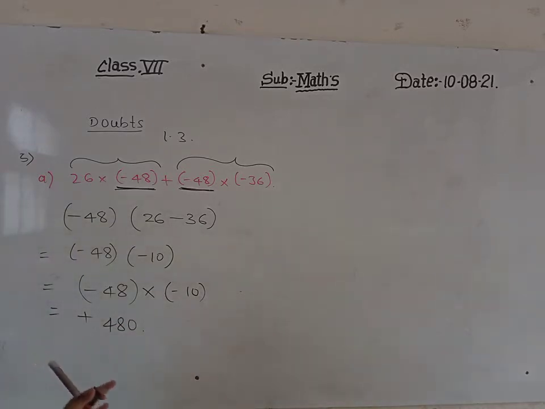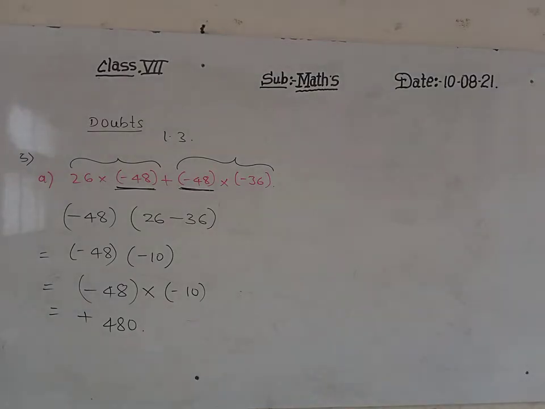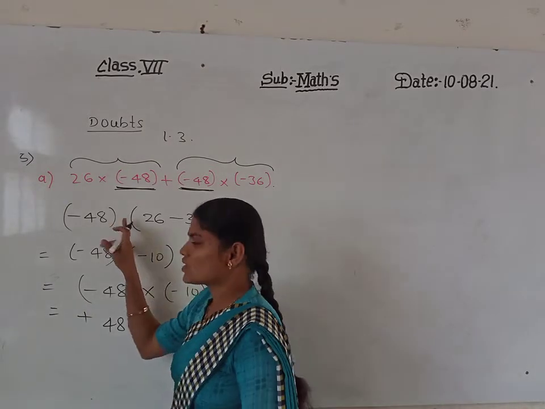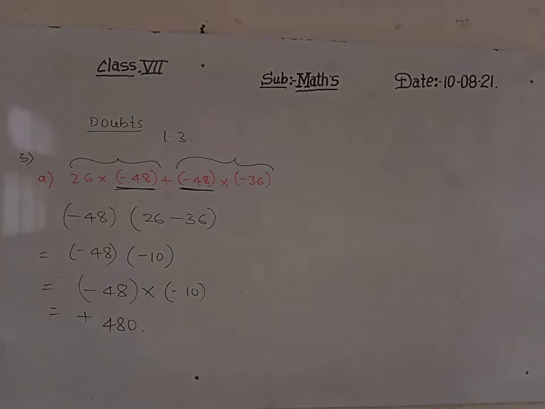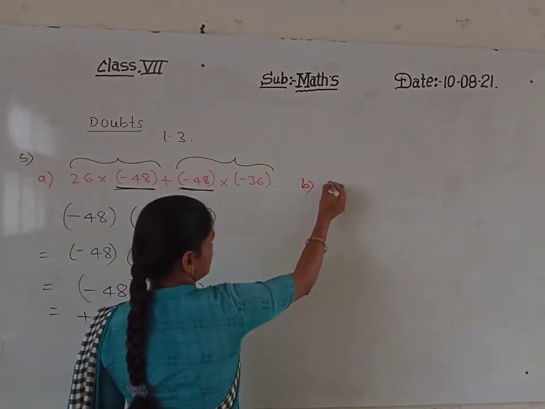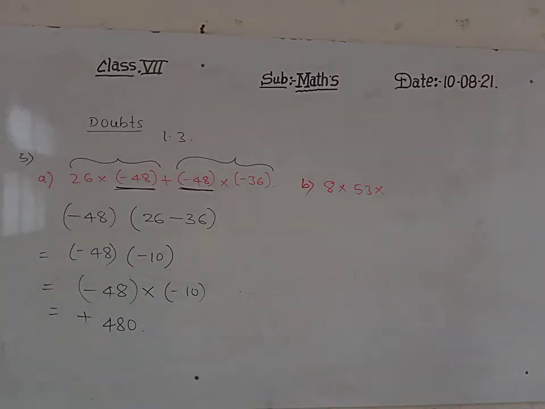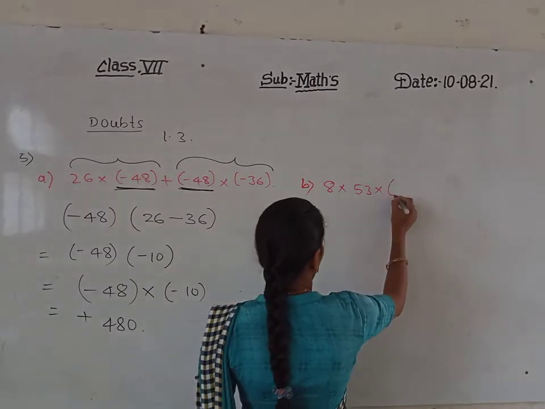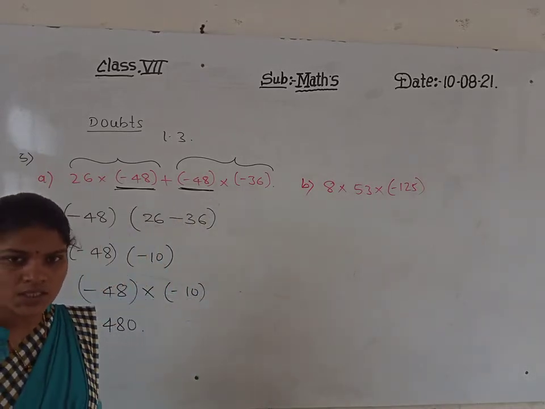So which property have we applied here? Distributive property, of multiplication over subtraction. Is it clear to everyone? Okay, in the same way, the B question. What is the B question here? 8 into 53 into minus 125. Already in class 6 we have studied this in the chapter whole numbers.